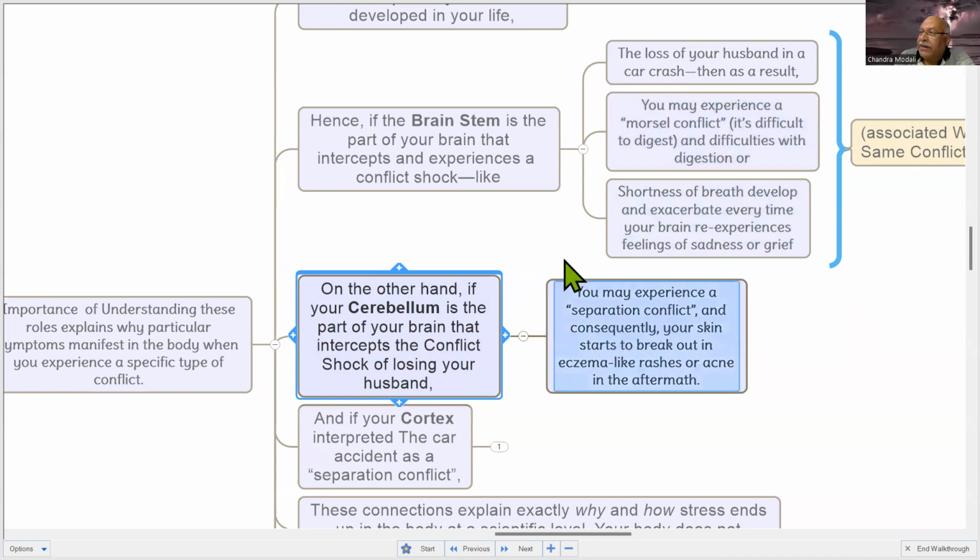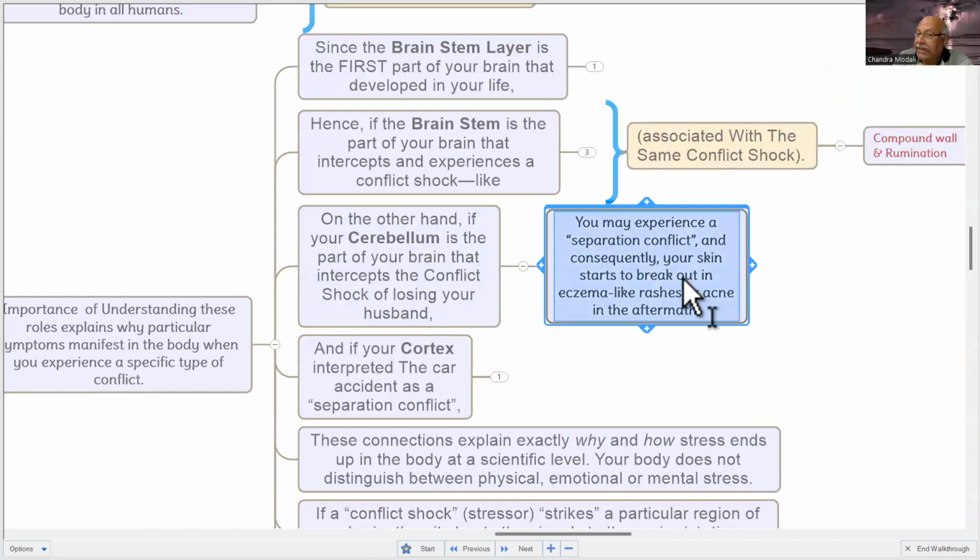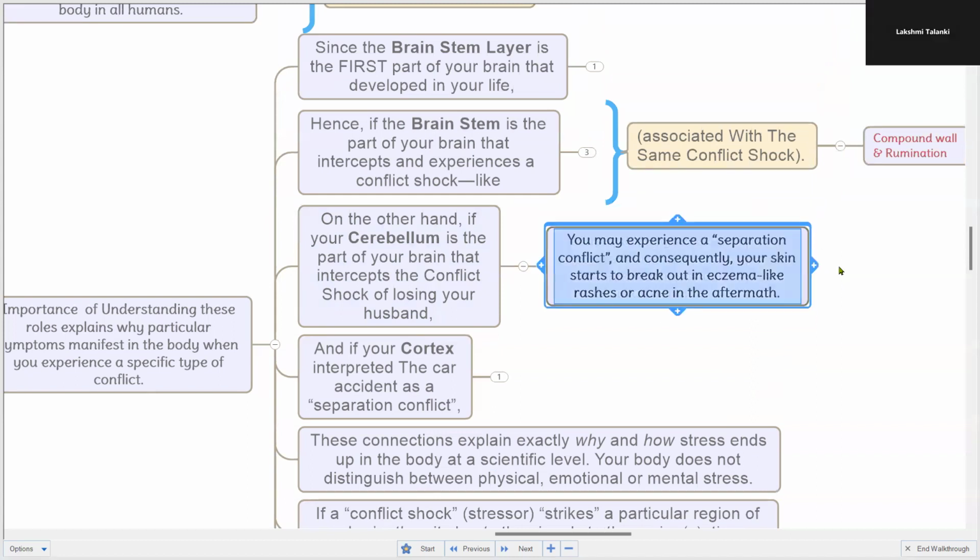This is one side effect of that particular fear. So either it could be survival fear or love or attachment. Whatever it is, basically, here it is the separation. There, that was your existence. Here it is the impact of that, which is the separation. So what happens? This cerebellum is controlling your skin. Correct? Right? So consequently, your skin starts to break out in the form of eczema, rashes or acne. These are the symptoms that come out. That means there is a healing that is going on.